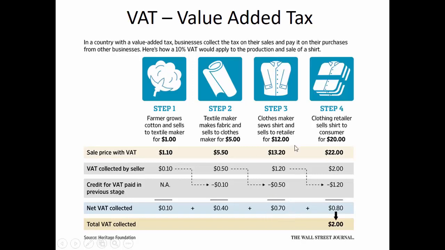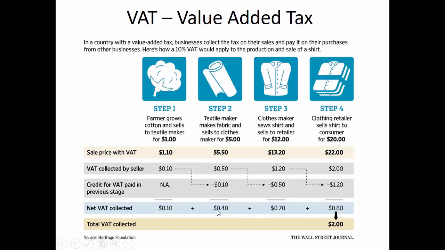And the way that that happens is that when they're selling it for $12, the tax that has to be collected is $1.20, so the total transaction price is $13.20. They keep 50 cents to reimburse from the previous step, and they pass along to the government 70 cents. And so then it's the same process in step 4.